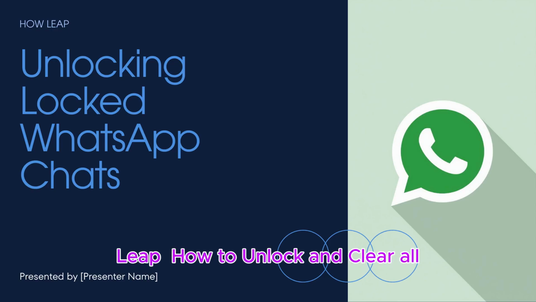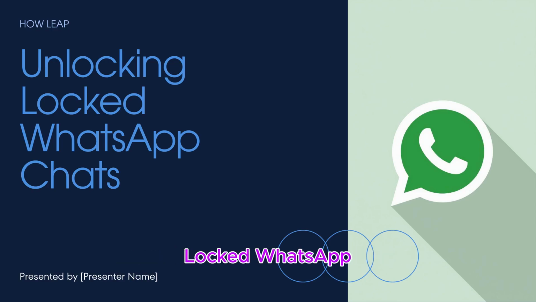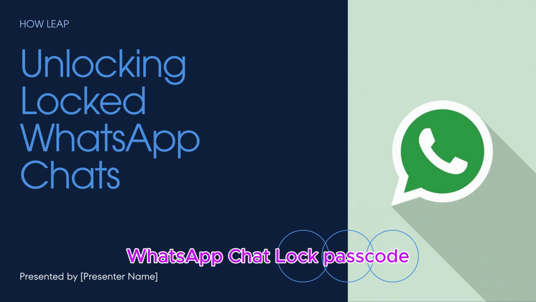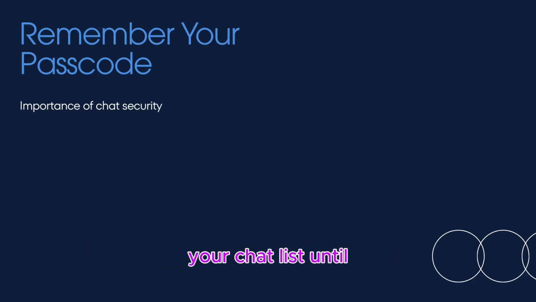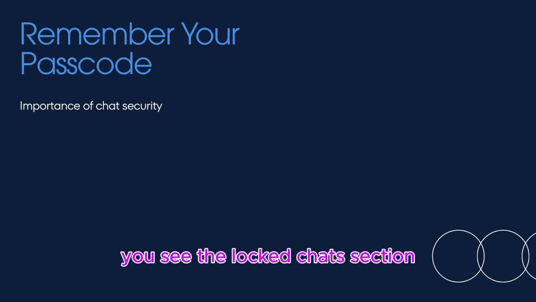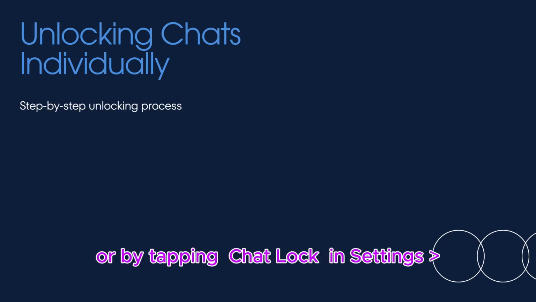You're watching how to unlock and clear all locked WhatsApp chats at once. First, ensure you remember your WhatsApp chat lock passcode. Open WhatsApp and go to the chat lock screen. This is found by pulling down on your chat list until you see the locked chat section, or by tapping chat lock in settings, privacy.